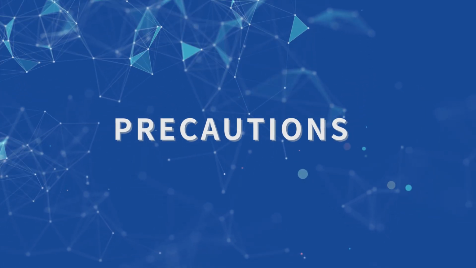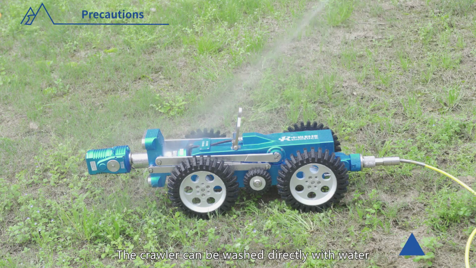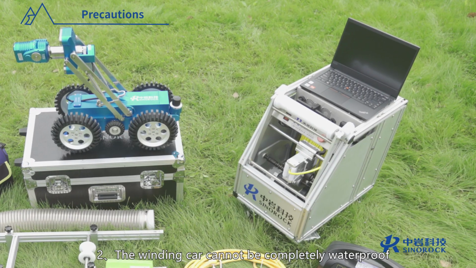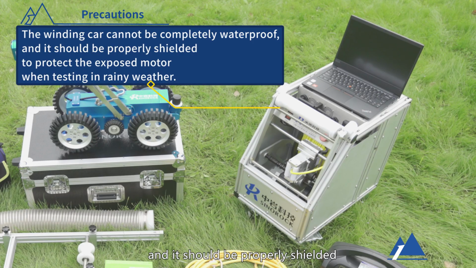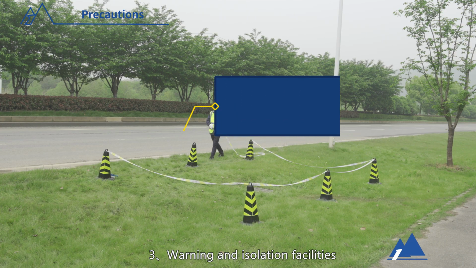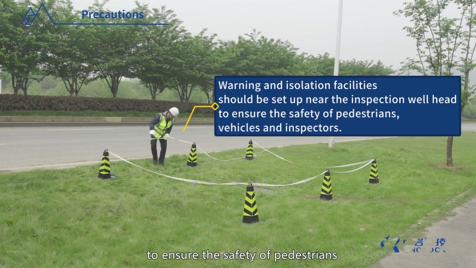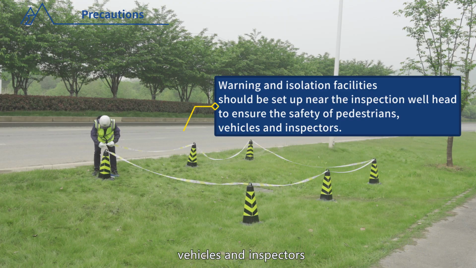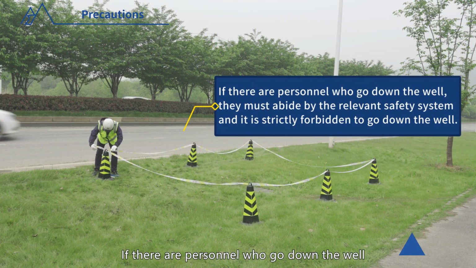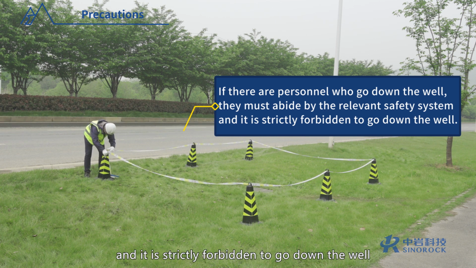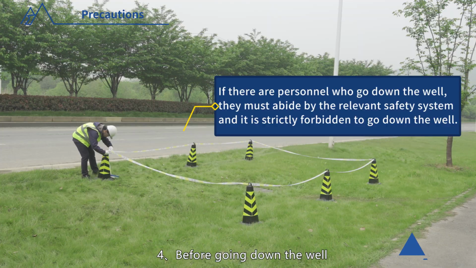Precautions. 1. The crawler can be washed directly with water only when it is well connected. 2. The winding car cannot be completely waterproof, and it should be properly shielded to protect the exposed motor when testing in rainy weather. 3. Warning and isolation facilities should be set up near the inspection wellhead to ensure the safety of pedestrians, vehicles, and inspectors. If there are personnel who go down the well, they must abide by the relevant safety system, and it is strictly forbidden to go down the well.